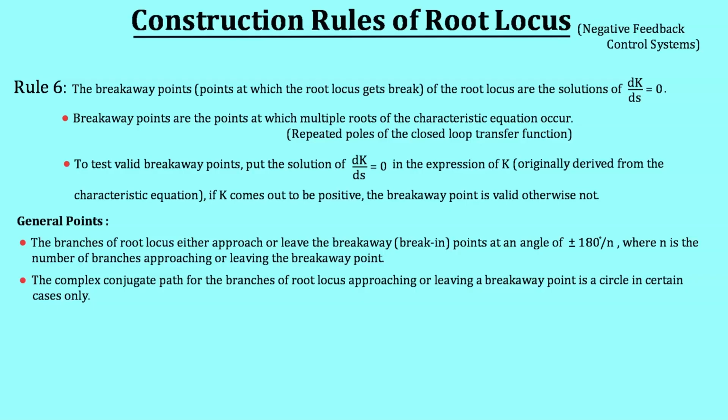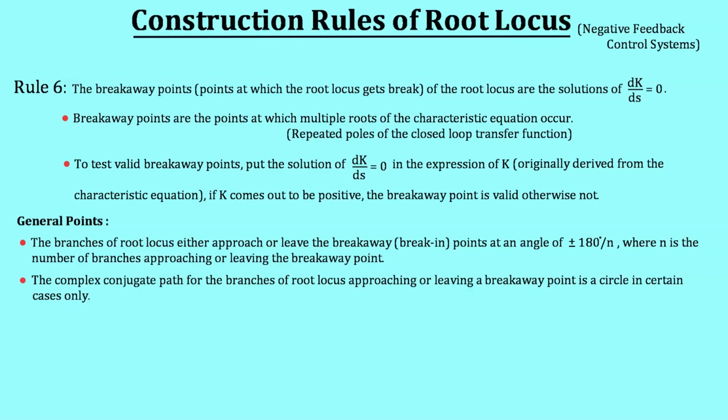The branches of root locus either approach or leave the breakaway points at an angle of plus minus 180 degree divided by n, where n is the number of branches approaching or leaving the breakaway point. Here we have one more word, which is break-in point. We have breakaway points when there are two adjacent poles lying on the real axis and the real axis between them is part of the root locus.